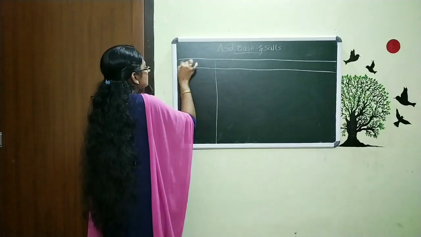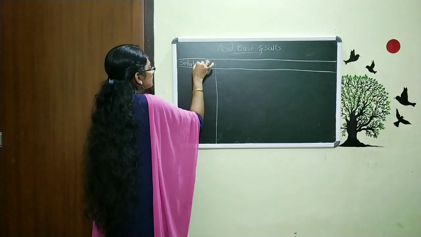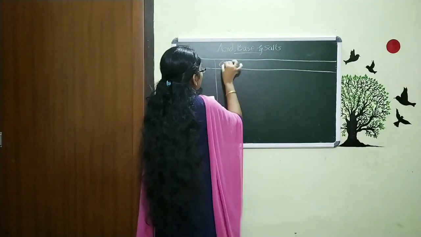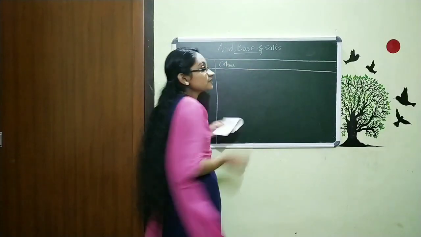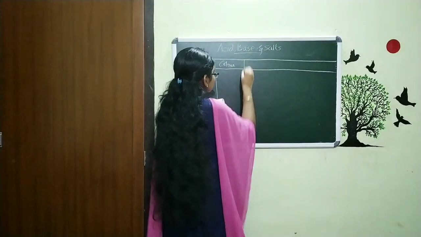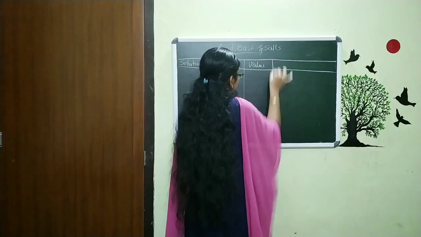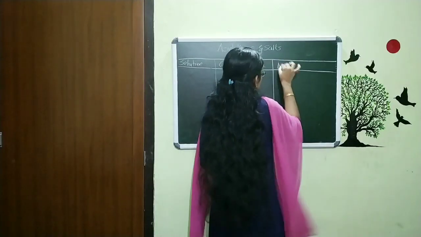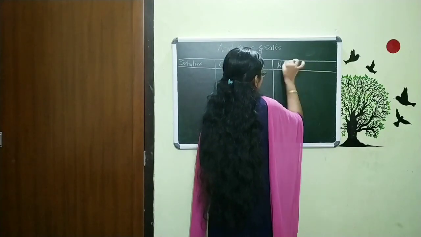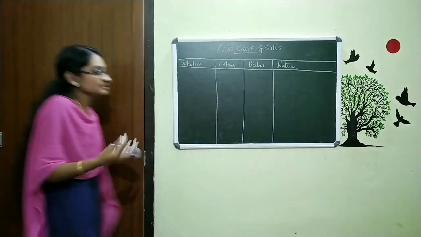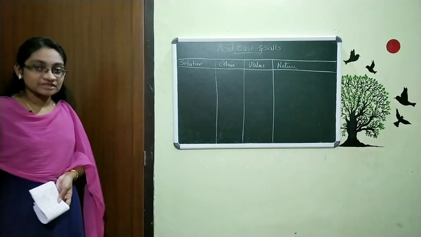This is the solution, the color of the pH paper, then the value, and the nature of the solution. That means, is it acid, base or neutral, that is the thing.